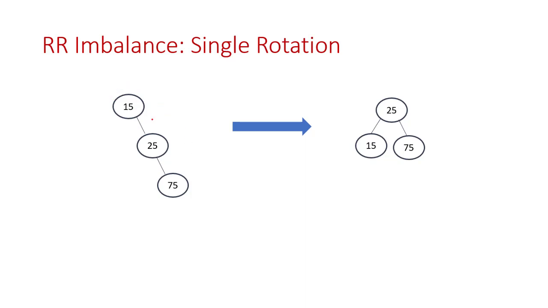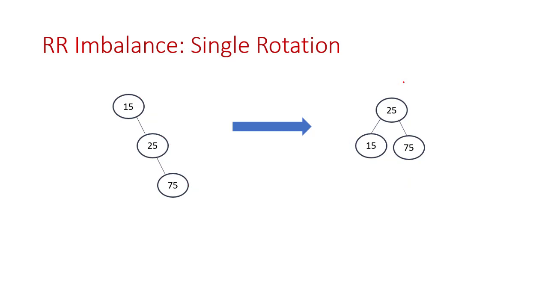In other words, 75 will come to this position, 25 will come to this position, and 15 will come to this position. This is the resultant tree. In this tree, you can check the balance factor. The balance factor of 15 is 0. The balance factor of 75 is 0. For 25, the height of the left subtree is 1 minus the height of the right subtree, which is 1. Totally the balance factor is 0 here. So now the tree is balanced.